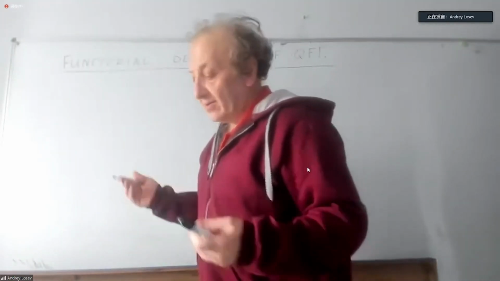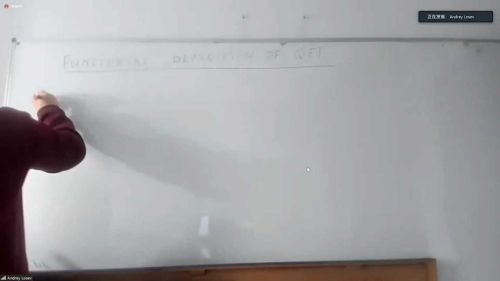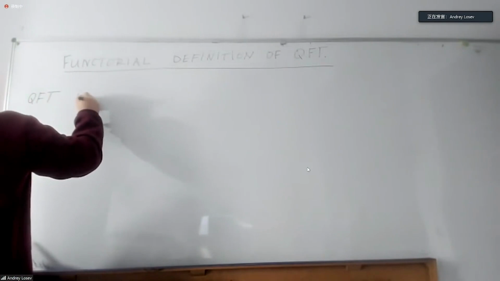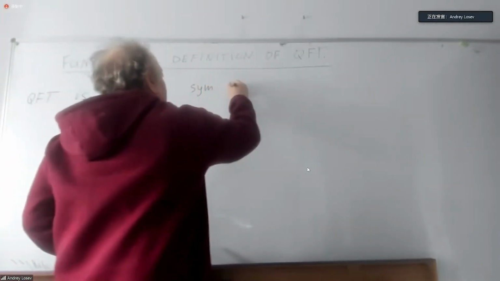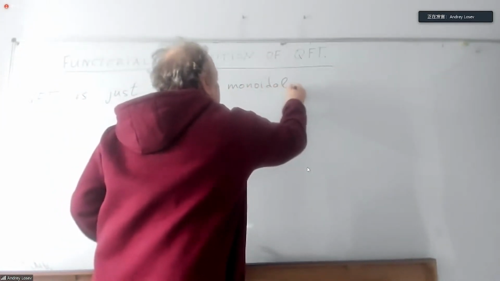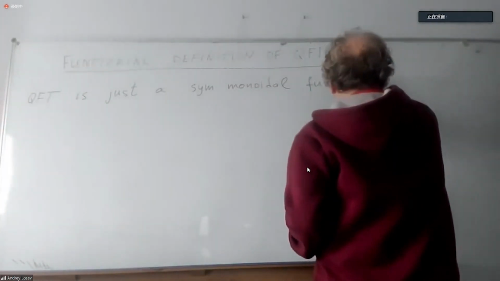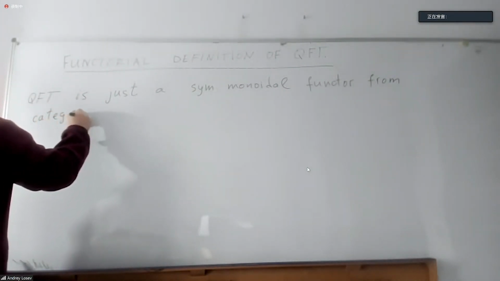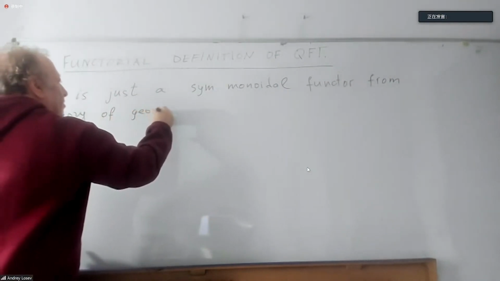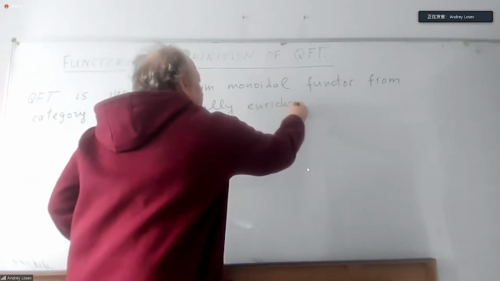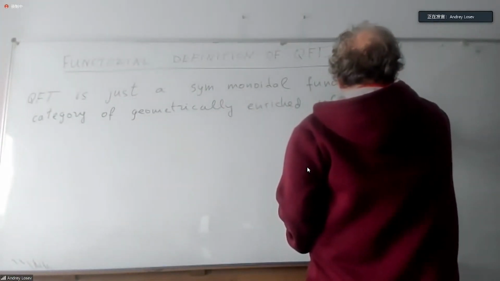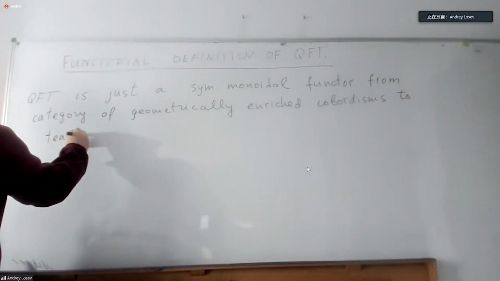So if you know everything, I can give you this definition. Quantum field theory is just a symmetric monoidal functor from the category of geometrical enriched cobordism to tensor algebra.